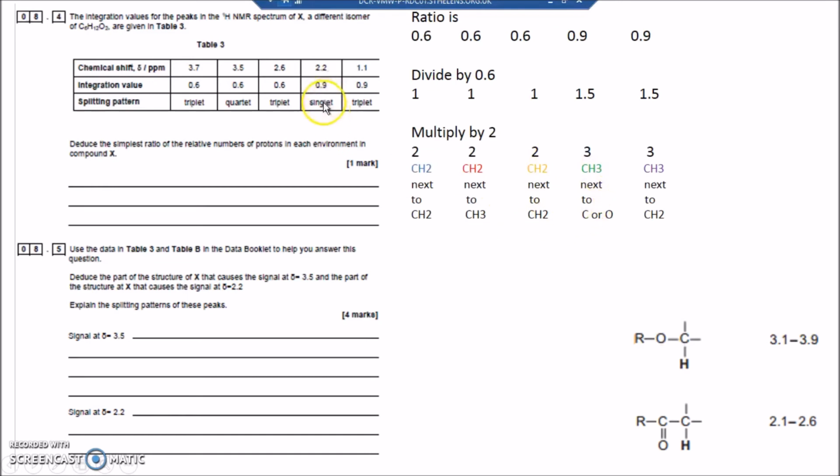This one's a singlet. Now this one's interesting. A singlet means that this CH3 is bonded to a carbon with no hydrogens, or maybe an O. A carbon or an O, something with no hydrogens at all, is bonded to this CH3. So that's quite interesting. And then this CH3 is a triplet, so it is bonded to a CH2. A CH2 will split this into a triplet. So now I've got some more information than I had before.